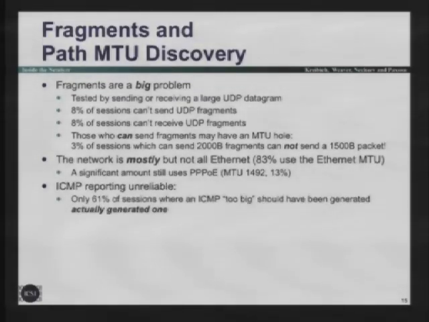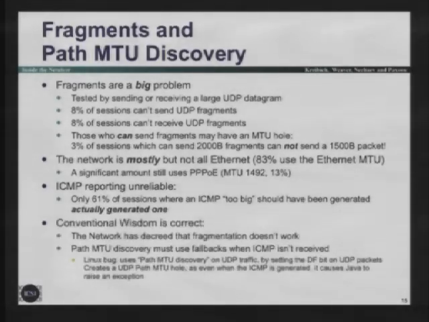ICMP too bigs are unreliable in v4. Only 60% or so of the cases where we should have gotten an ICMP too big, did we? And so the conventional wisdom is correct. The network has decreed for us that fragmentation doesn't work, and that path MTU discovery must use fallbacks because the ICMPs are unreliable.